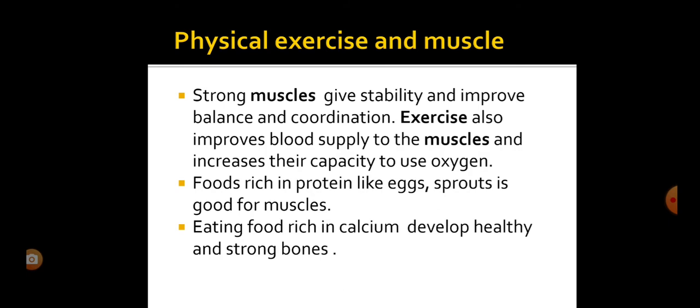Next is physical exercise and muscle movement. Strong muscles give an individual stability, improve the posture of the individual, and improve body balance. Exercise improves our blood circulation and the blood supply to the muscles, because muscles need oxygen for their function. Some foods rich in protein, like eggs and sprouts, are very good for muscles, meaning they can develop strong muscle in our body.